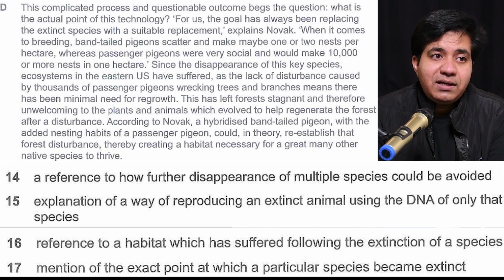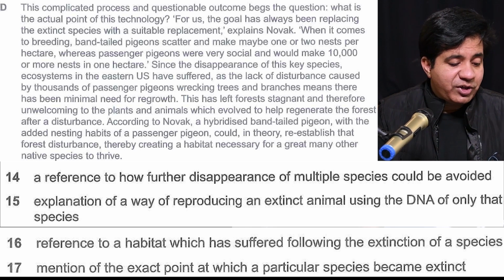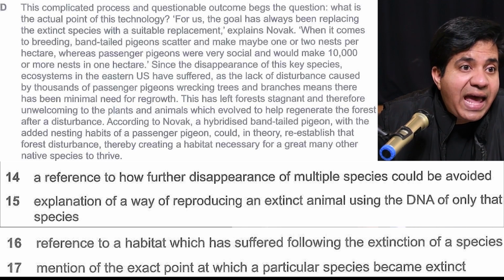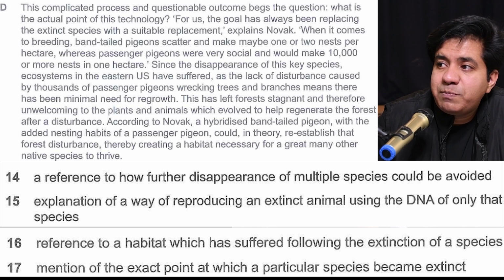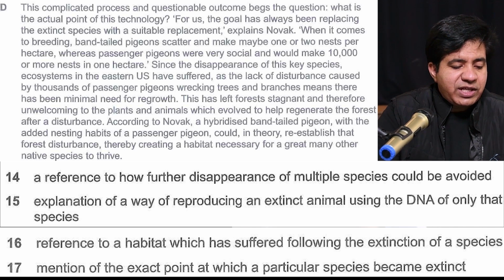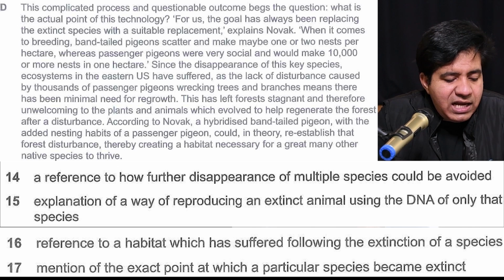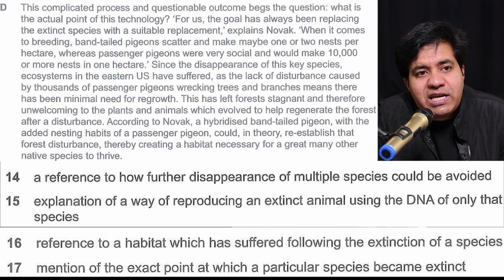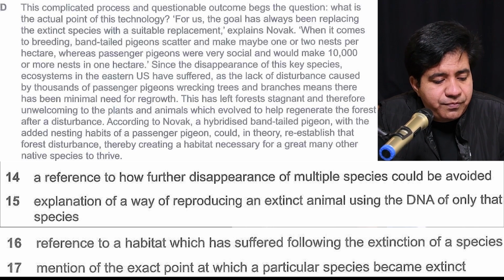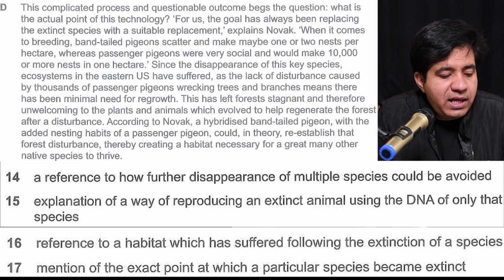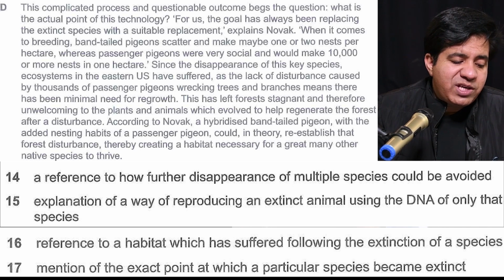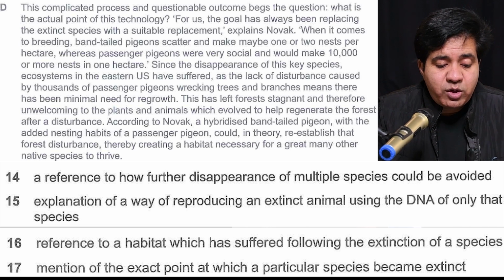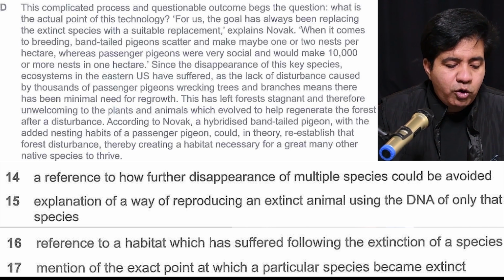It's not 14. 14 is reference to how further disappearance. It's 16, habitat, nests and habitat, place of living. Question number 16, reference to a habitat which has suffered following the extinction of a species. And what's that species? Passenger pigeon. Okay? Alright, now we are left with one question only. Question number 14, a reference to how further disappearance of multiple species could be avoided.